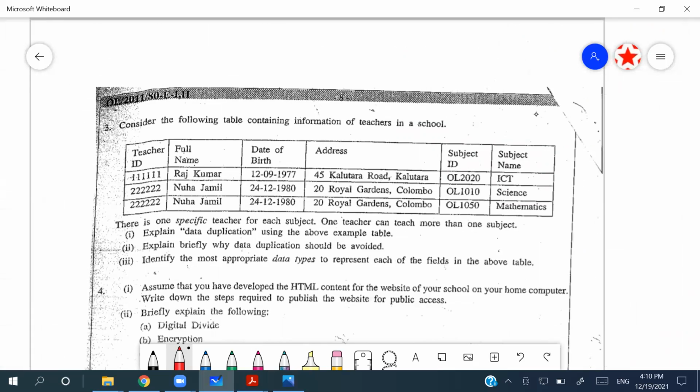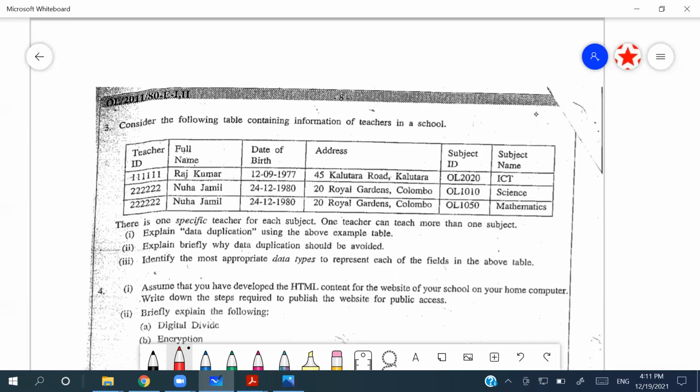Right. The third one, they are talking about: consider the following table containing information of teachers in a school. So teacher ID, full name, date of birth, address, subject ID, and subject name. There is one specific teacher for each subject, and one teacher can teach more than one subject. So they have given some relationship like that. Explain data duplication using the above example table.